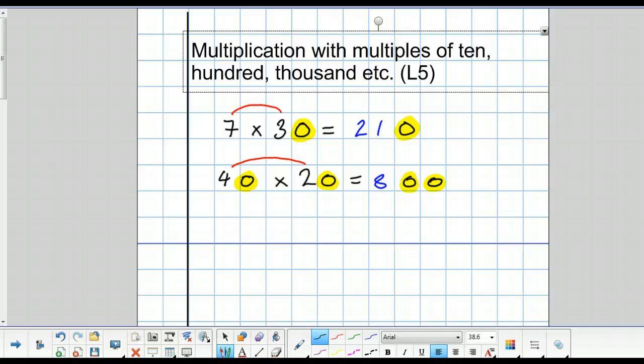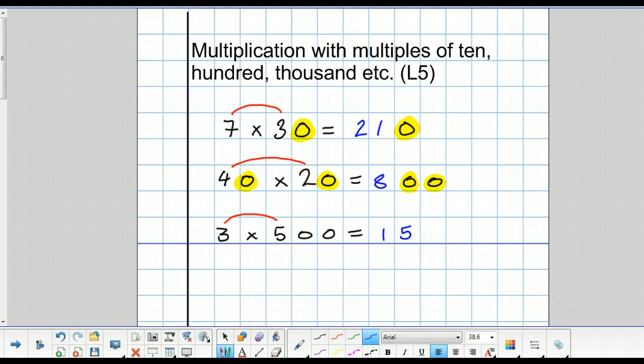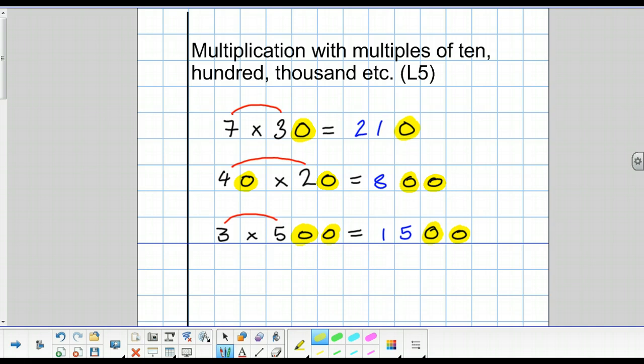Let's look at one involving a multiple of 100. 3 times 500. When we multiply the leading figures, that's significant figures, as we'll see later on, 3 times 5 is 15. And we check the number of zeros in the question. We have 2, so our answer requires 2. So the answer is 15 and 2 zeros, 1,500.